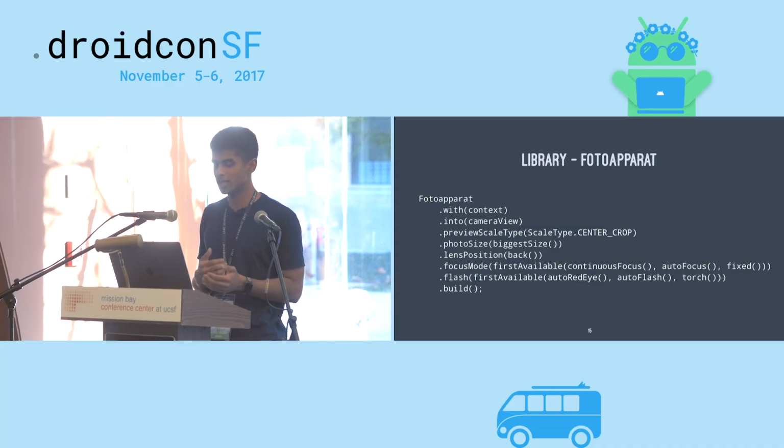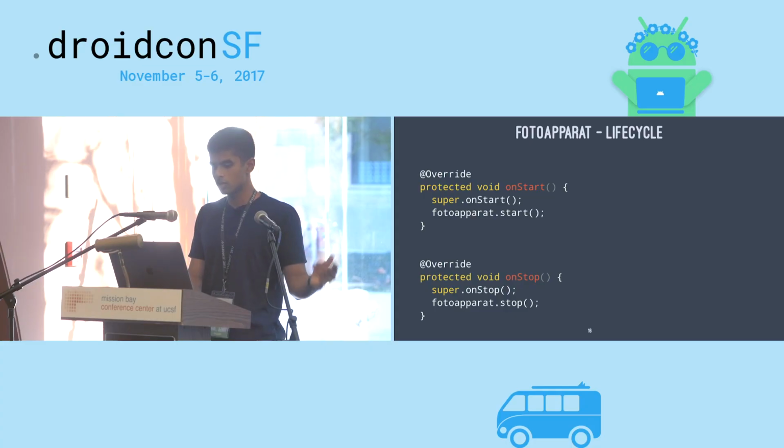It provides a really nice API. You can start with continuous focus, autofocus, or fixed. Then flash, first available again. Same means the same thing. If it has red eye, pick red eye. If it has flash, pick flash. If it has torch, pick torch. And it's pretty safe. Like, if it doesn't have any of these features, it's not going to crash on you. And then just call build. Then just 2 lines of code.